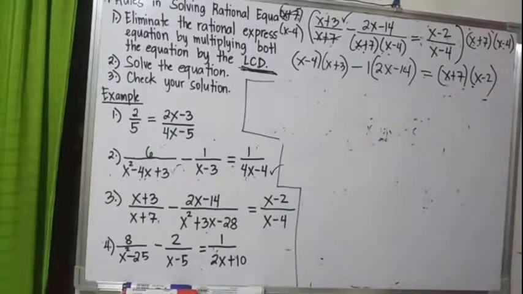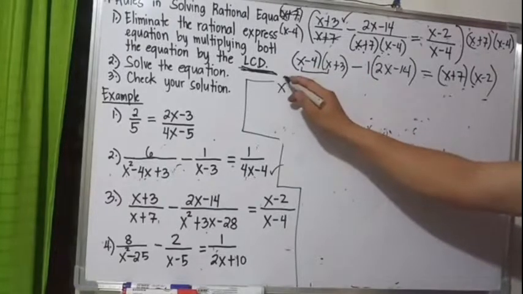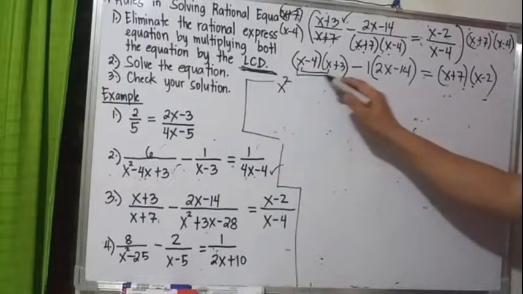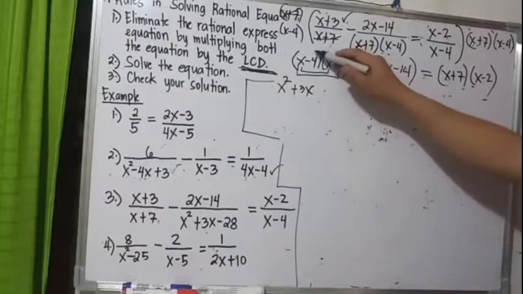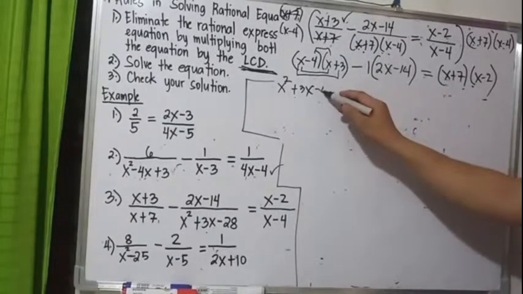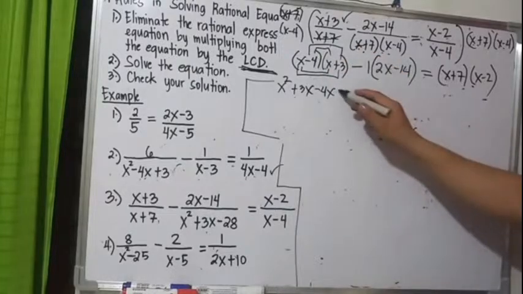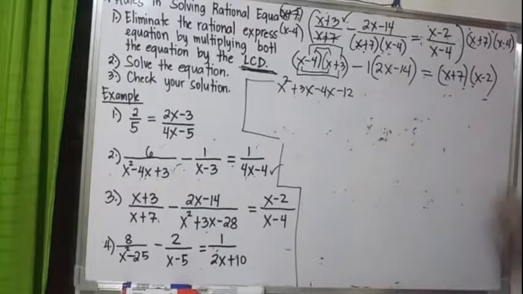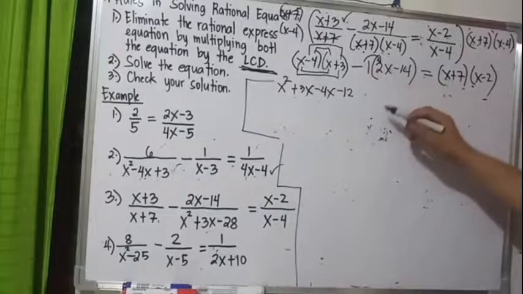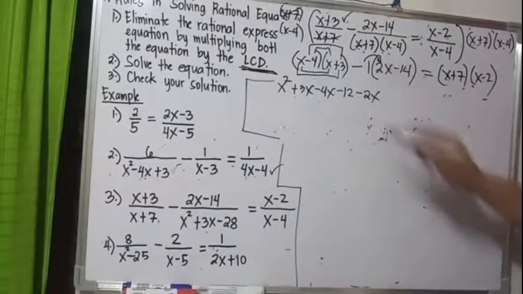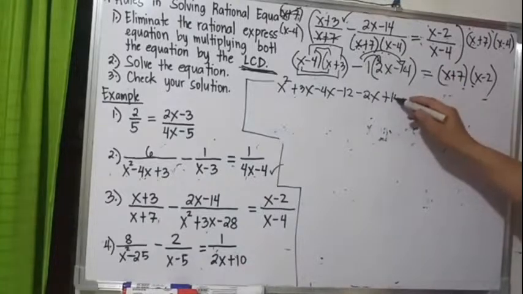Next, simplify using the FOIL method. This one, x times x, that is x squared. Then x times positive 3, that is 3x. Then negative 4 times x, that is negative 4x, and negative 4 times positive 3, that is negative 12. Then this one, distribute. Negative 1 times 2x is negative 2x. Then negative 1 times negative 14 becomes positive 14.